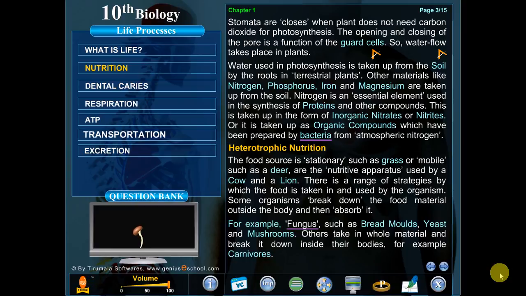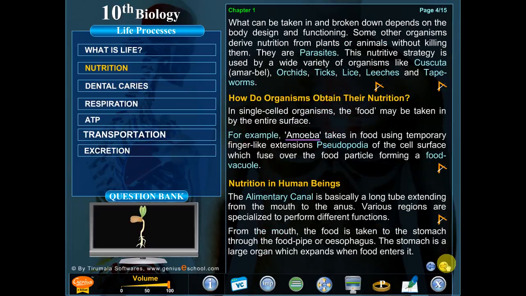Others take in whole material and break it down inside their bodies, for example, carnivores. What can be taken in and broken down depends on the body design and functioning. Some other organisms derive nutrition from plants or animals without killing them. They are parasites. This nutritive strategy is used by a wide variety of organisms like cuscuta, that is amarbel, orchids, ticks, lice, leeches, and tapeworms.